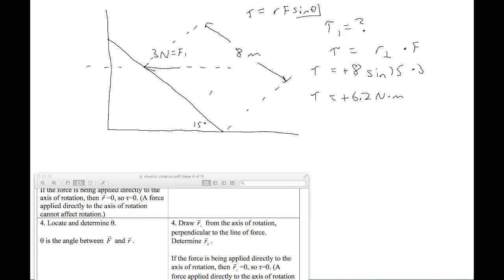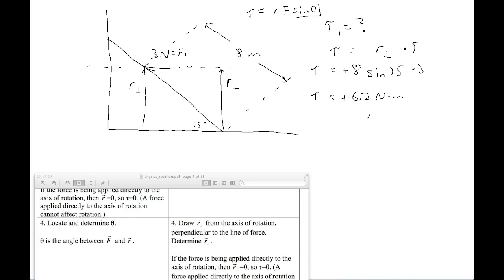That probably is easier. So technically, R perpendicular should first be drawn over here, from the pivot point to the line of application of the force. But all we care about is its magnitude, so then we can move it over here. And now this is opposite to the 15, so you should use the sine. So it looks like that came out right: 8 times sine 15 times 3. Okay, so that one seemed like it came out correctly.